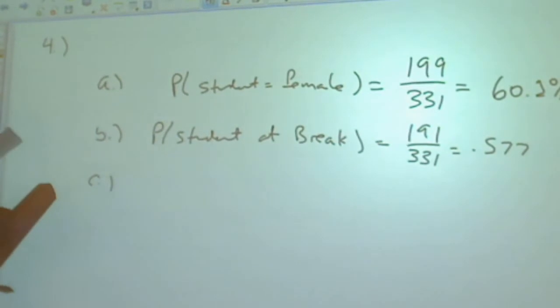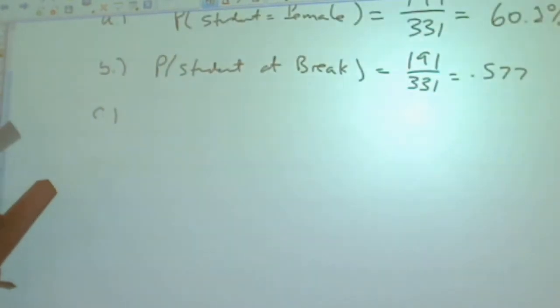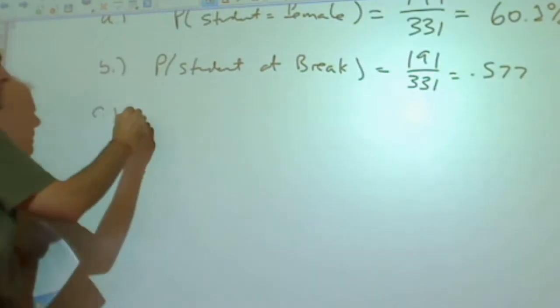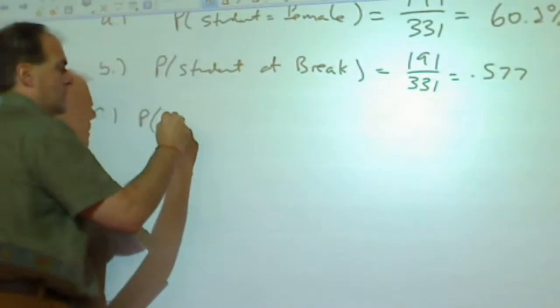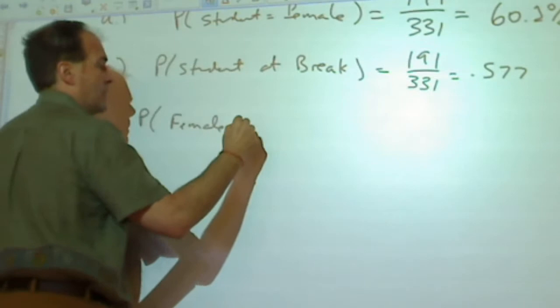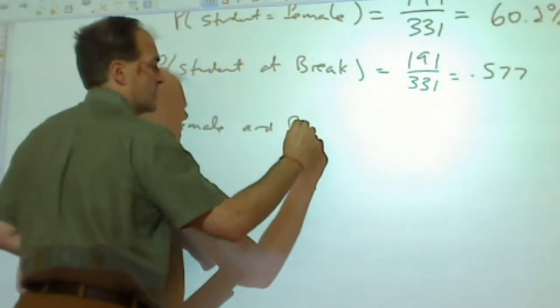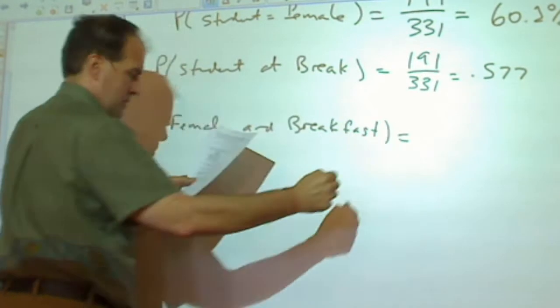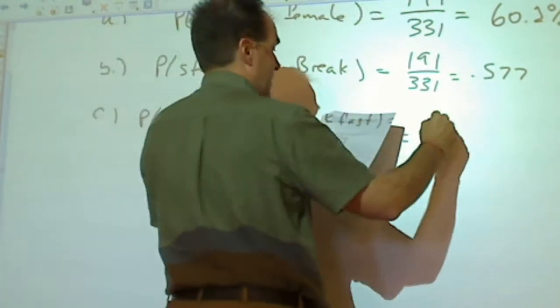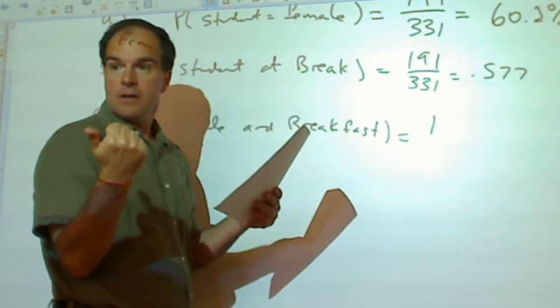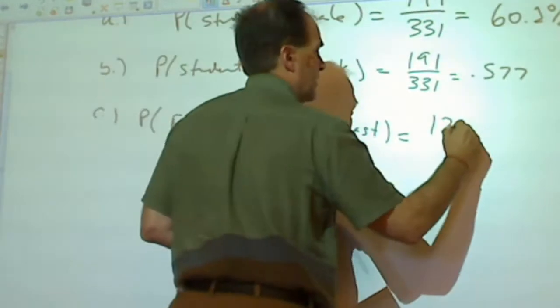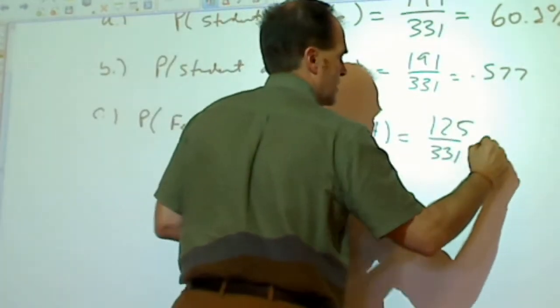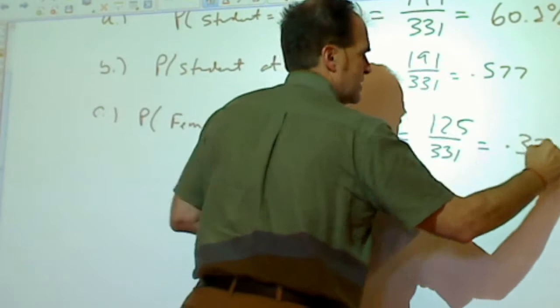What's the probability that a randomly selected student is a female who ate breakfast? Female and breakfast. Okay, so 125, is that what you said, 125? Yeah. 125 over 331, 0.378.